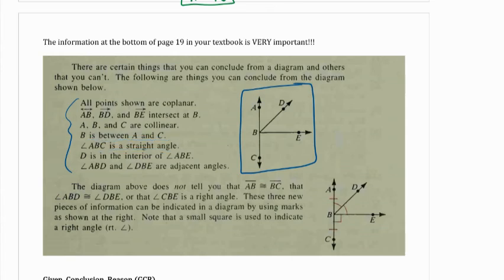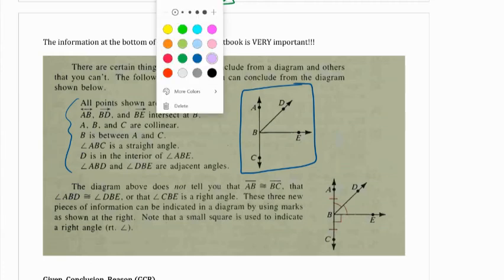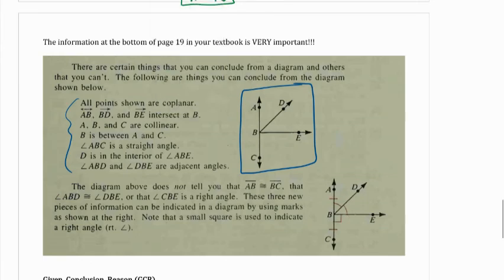Okay, the other one, D is in the interior, and then adjacent angles. So I'm allowed to know that that angle is next to that angle. That's fine. So like I said, the big one here is the straight lines. I'm sorry, that won't color for me. Let's make it yellow, maybe. There it goes. Okay, you're allowed to assume lines.